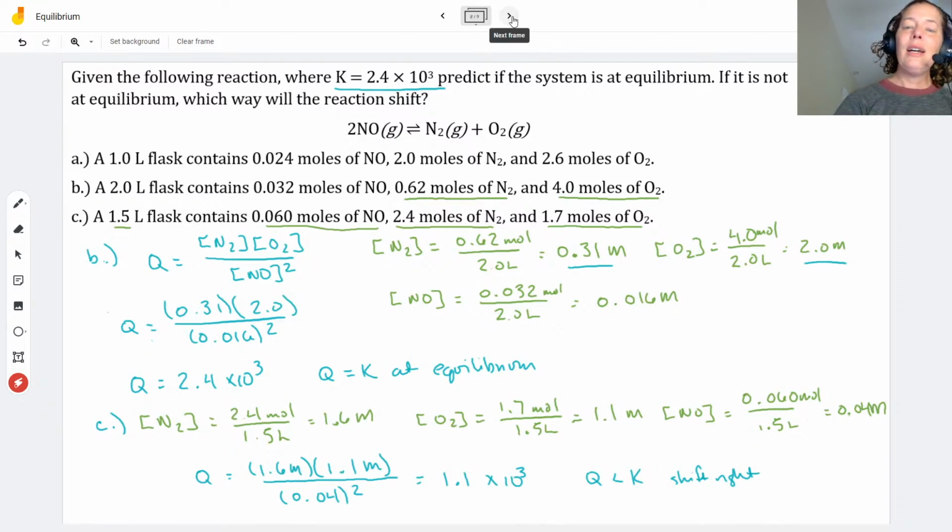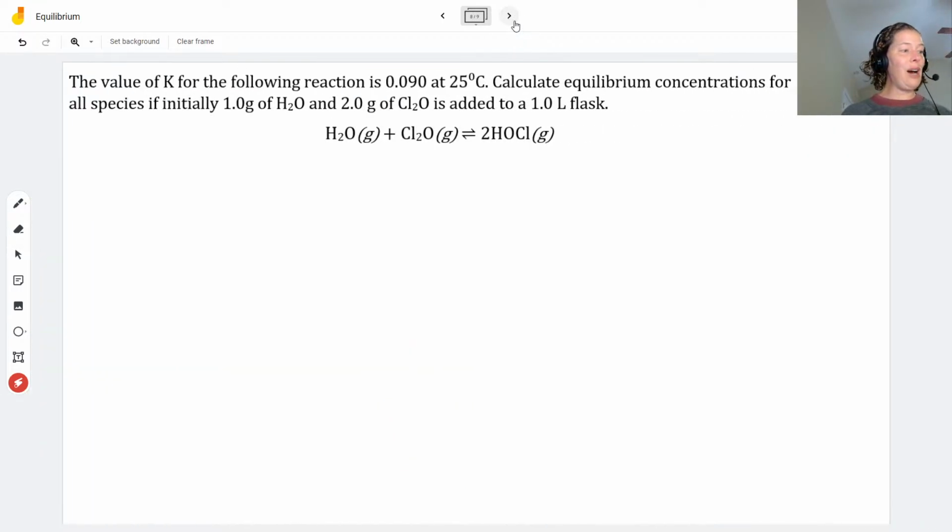Okay. So what we've got now is a real true equilibrium problem. This one is going to take a little bit of work, I'll just warn you. All right, so the value of K for the following reaction is 0.090, again, at a specific temperature, 25 degrees C. Calculate the equilibrium concentrations for all species if initially you have 1 gram of water, 2 grams of Cl2O, added to a 1 liter flask.